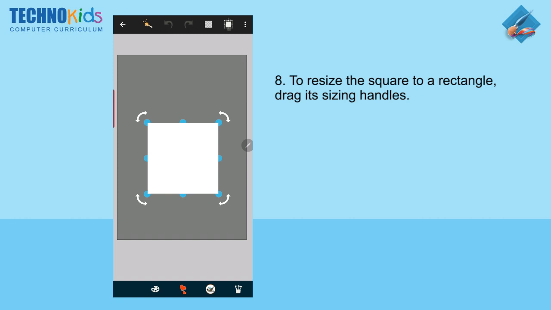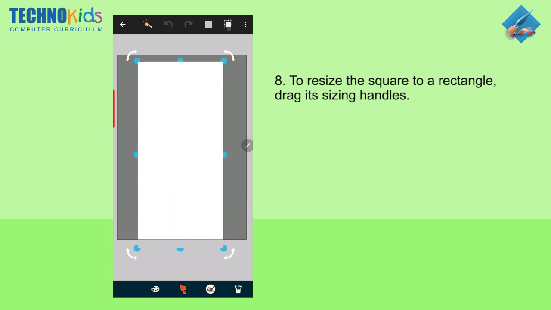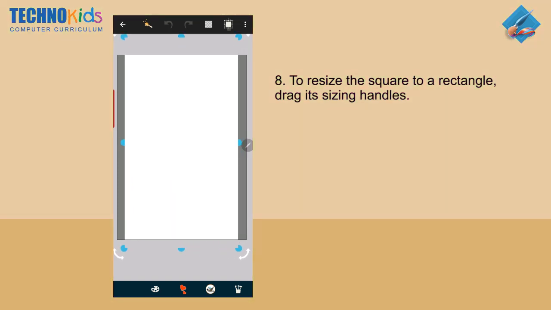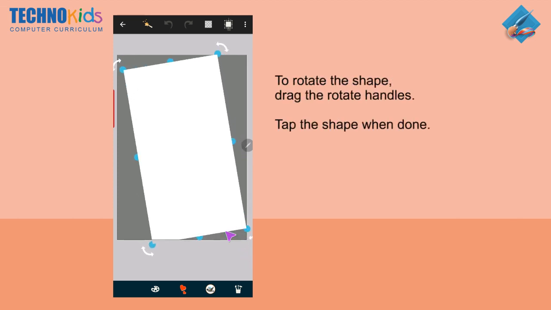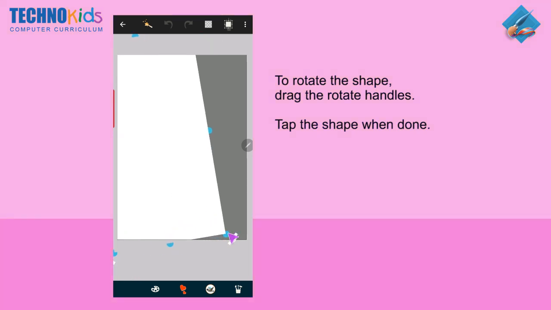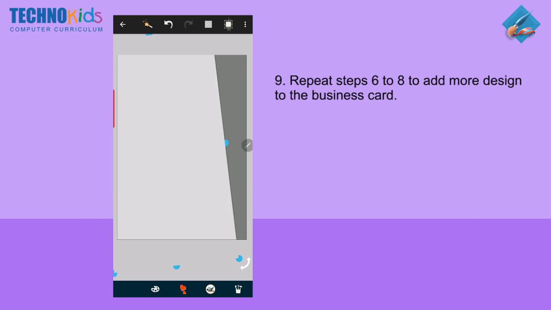Number 8. To resize the square to a rectangle, drag its sizing handles. To rotate the shape, drag the rotate handles. Tap the shape when done. Number 9. Repeat step 6 to 8 to add more design to the business card.